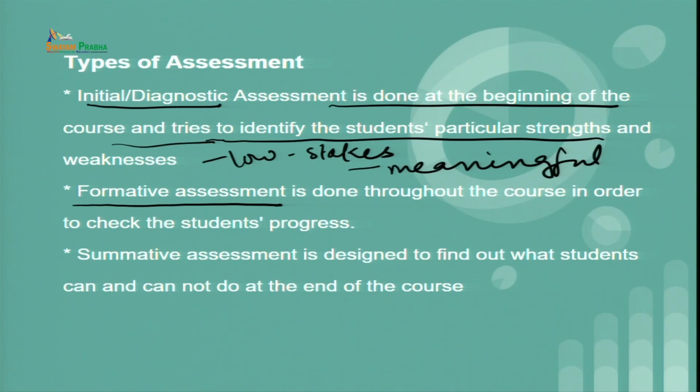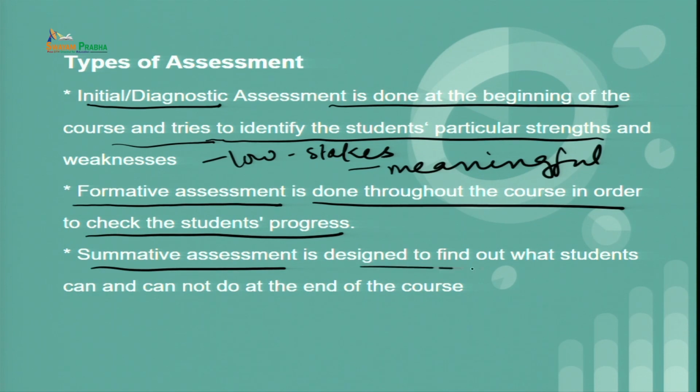Now coming to the second term, which is written over here, and that is formative assessment. So what do we think of formative assessment? Formative assessment is done throughout the course in order to check the students' progress. Though formative and summative assessments are interrelated, there is a huge difference between the two concepts. Let me take up this as well. Summative assessment is designed to find out what students can and cannot do at the end of the course, like we talked about in the last slide as well.